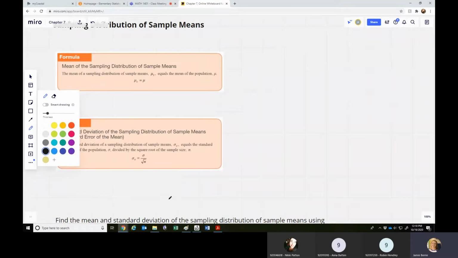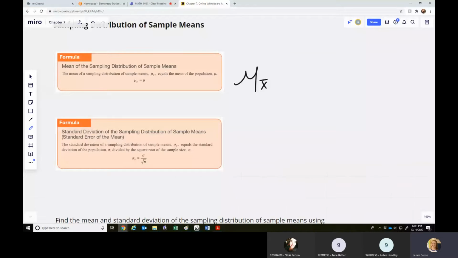It says the mean of a sampling distribution of sample means, and it has the symbol there. It's mu sub x bar. So this again is the mean of the sampling distribution of sample means. It's just equal to the population mean. So very simple formula on that one.